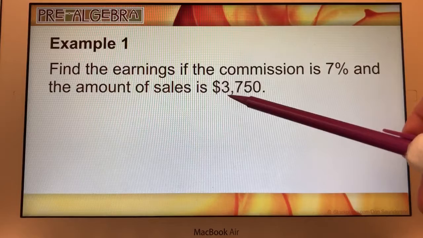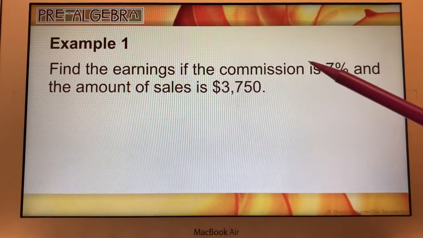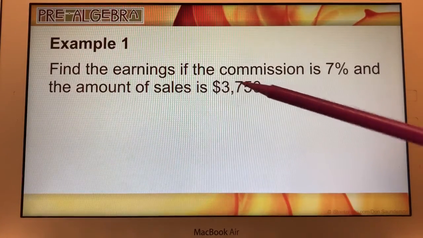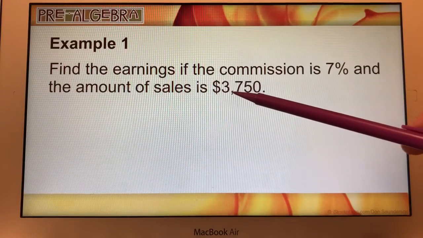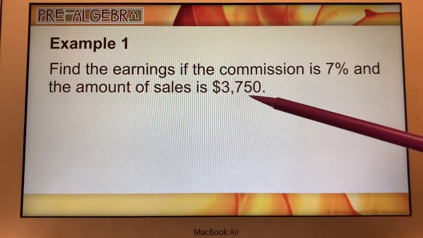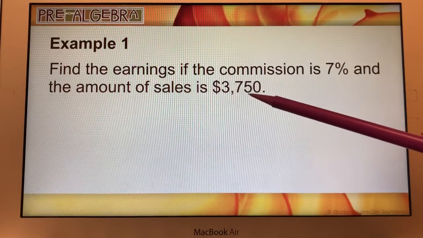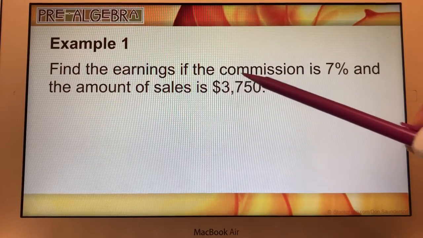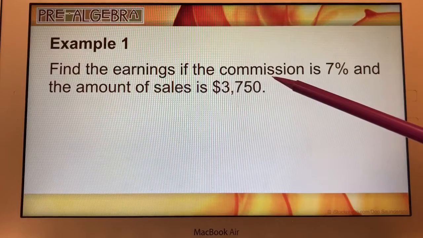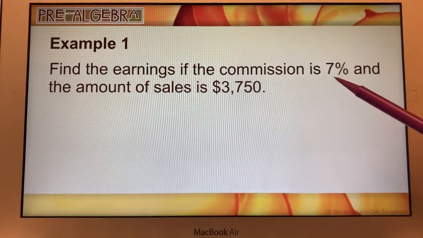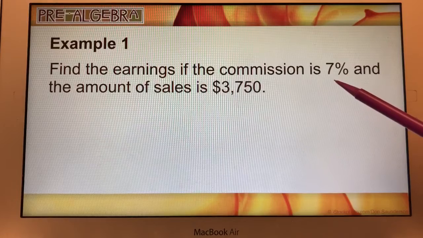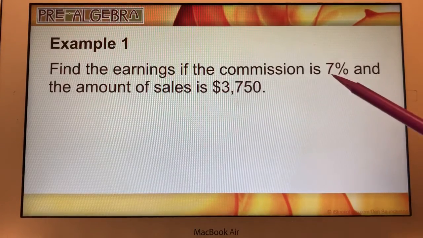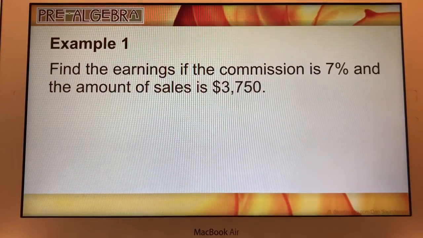Now, let's say that someone is going to purchase a very expensive bike for $3,750. And the person selling the bike is going to make some money off of that. And that is called commission. And he's going to earn 7% of the amount, okay? And that's going to be the amount that he's earned as commission.